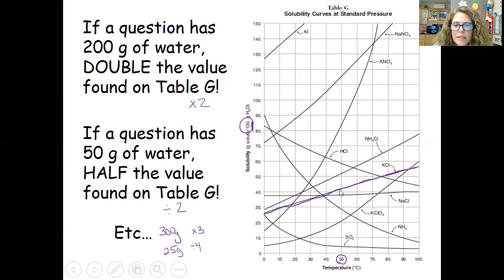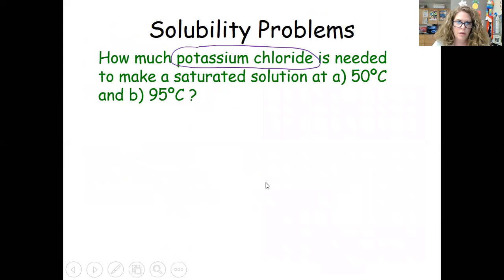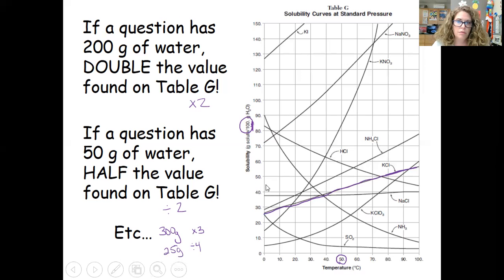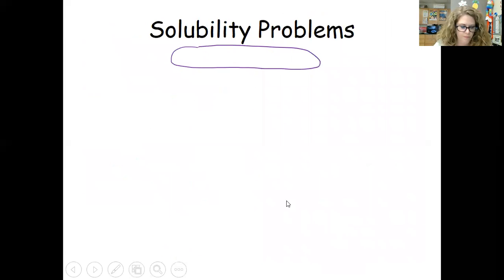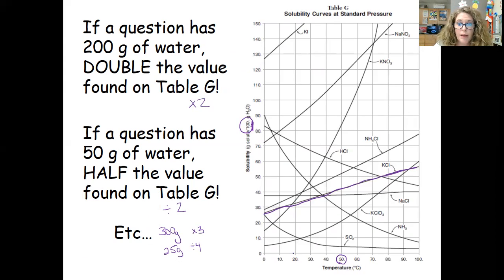So I find my point and I'm going to read, oops, sorry, hold on everyone. No, there we go. So I'm just going to draw the line. Oh, Mrs. Davis, my goodness. All right, so apparently I have messed up the pen. All right, so reading up to potassium chloride, and then reading across and over. So it's right about there.